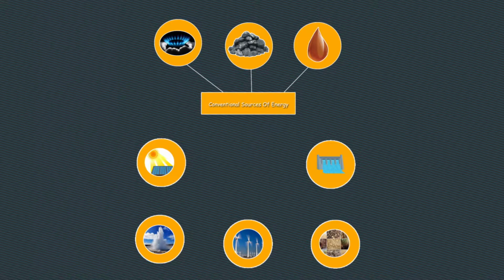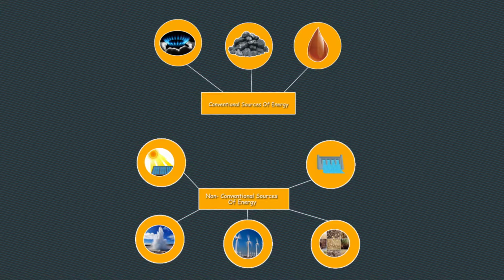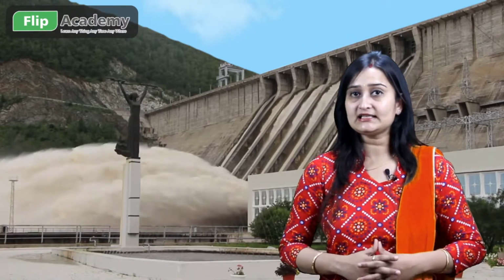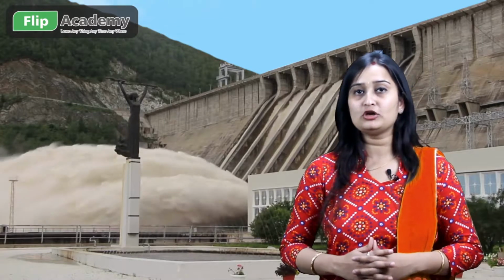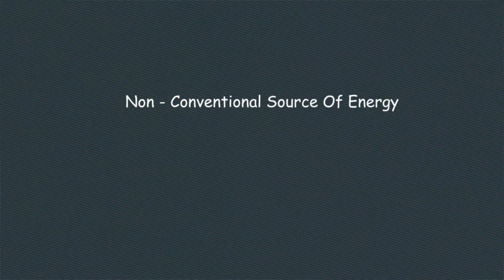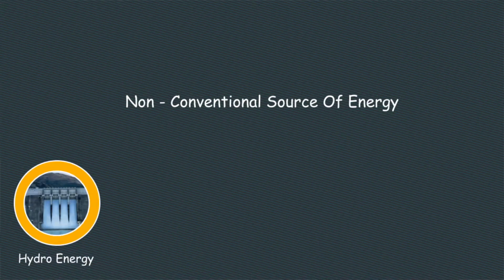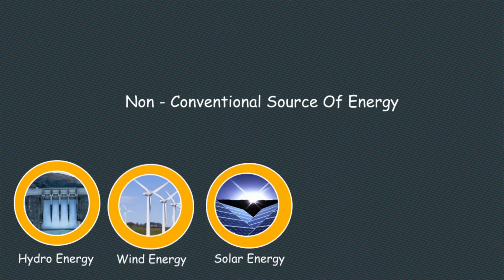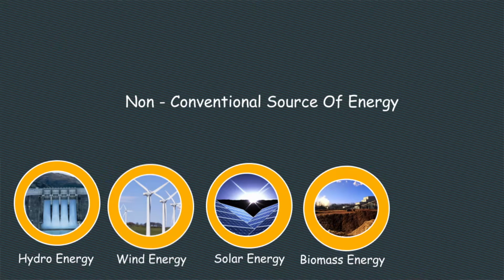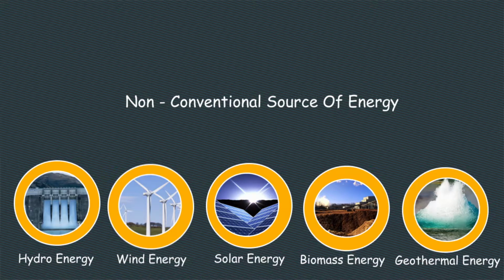But these non-conventional sources of energy come under the category of renewable sources. That is, they are present in unlimited quantity. Once they are exhausted, they can be easily renewed. Now let's see some examples of these sources. The first example is hydro energy, then wind energy, solar energy, biomass energy, and geothermal energy.